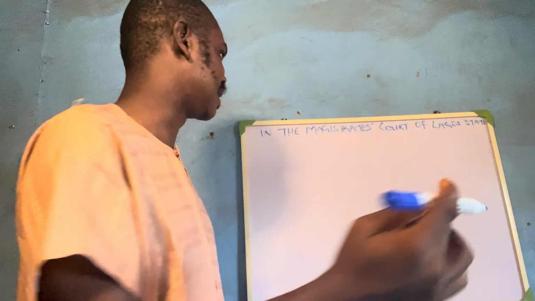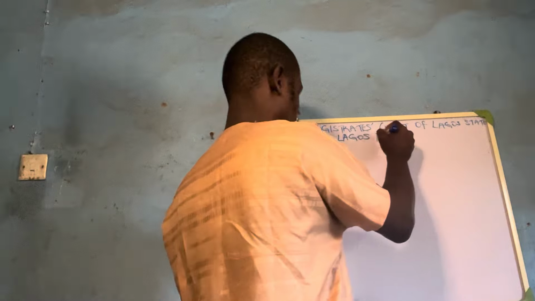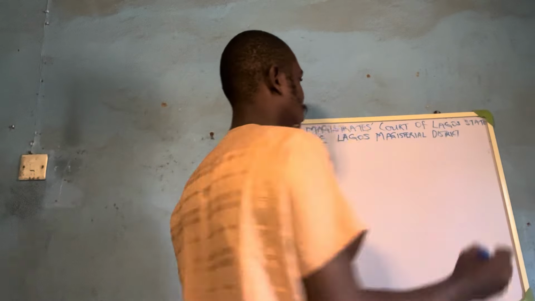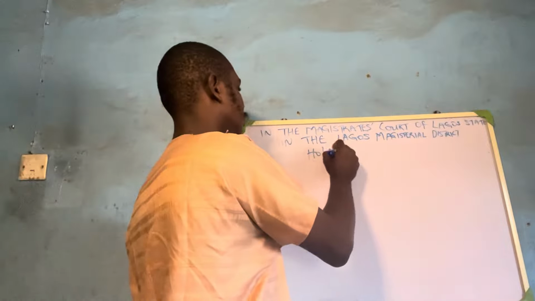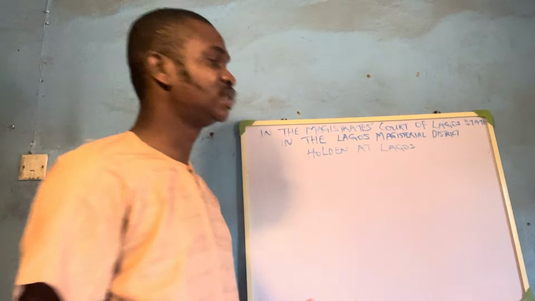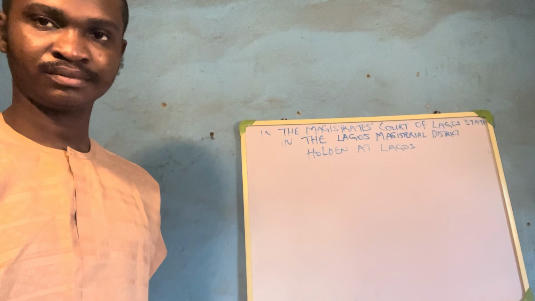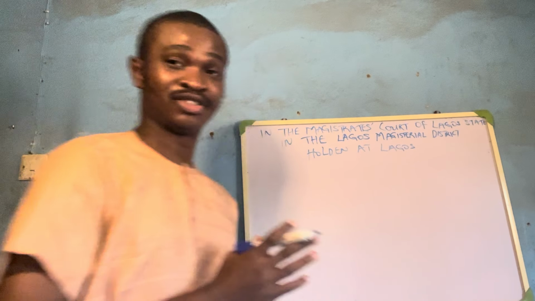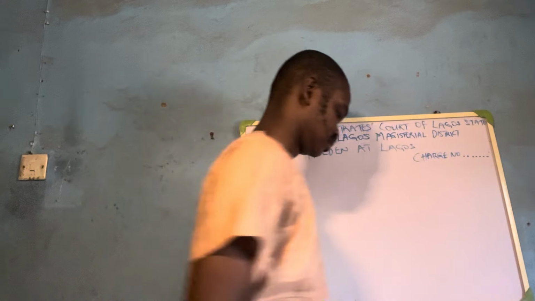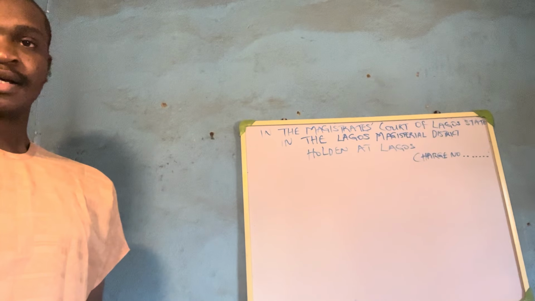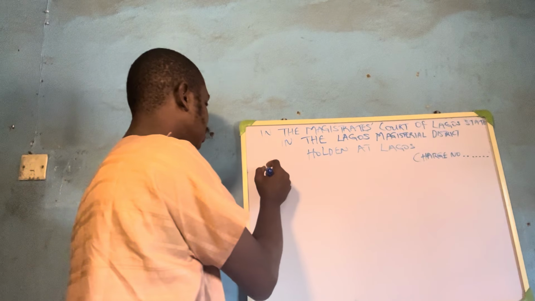What should be the next line? In the Lagos Magisterial District, holding at Lagos. Your heading of court is not yet complete. You now put the charge number. Yes? Then you now write between.